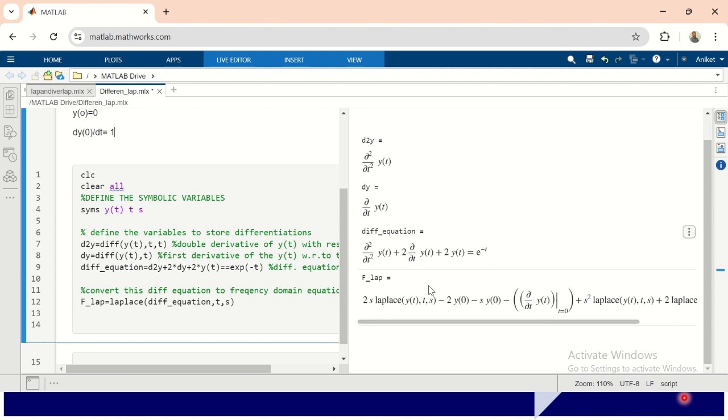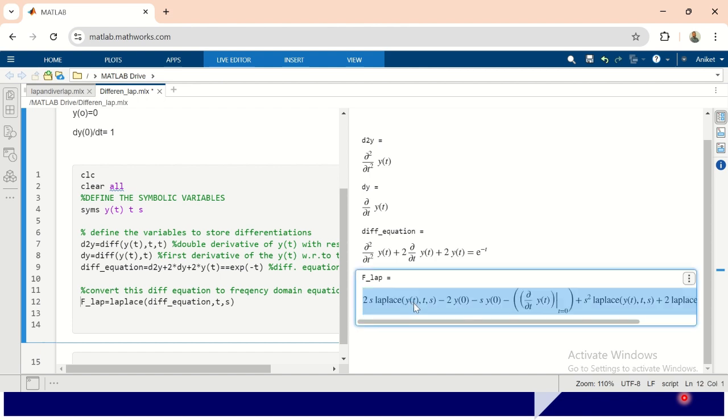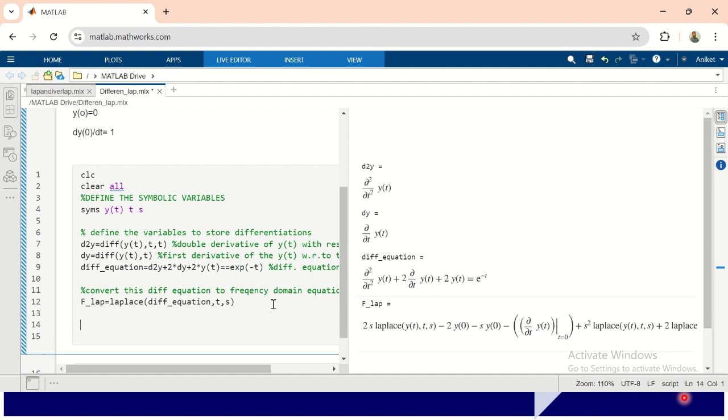Now we can see here we have this 2s Laplace y of t, t, s. What we have to do is take this Laplace y of t, s as common. First of all, we'll substitute the initial conditions. So y of 0 is nothing but 0, and dy by dt of y at t equal to 0 is nothing but 1. So how to substitute these initial conditions?